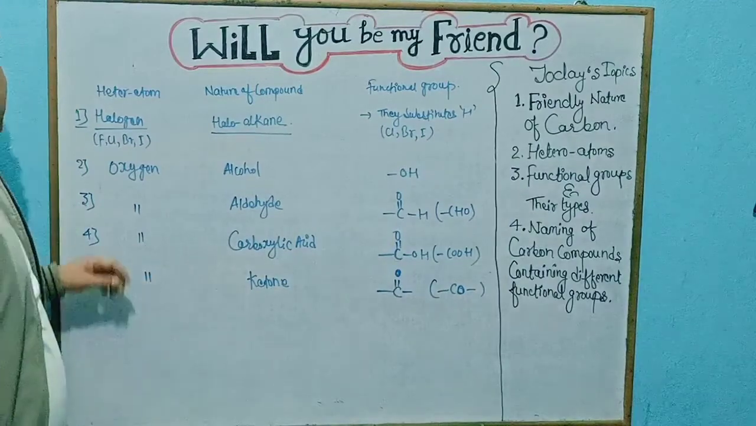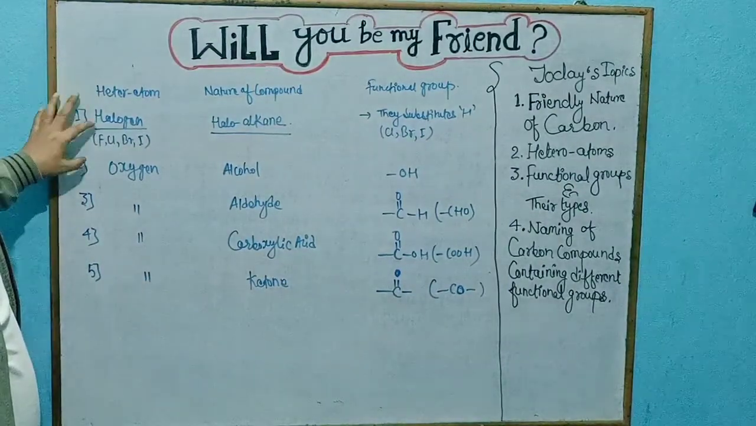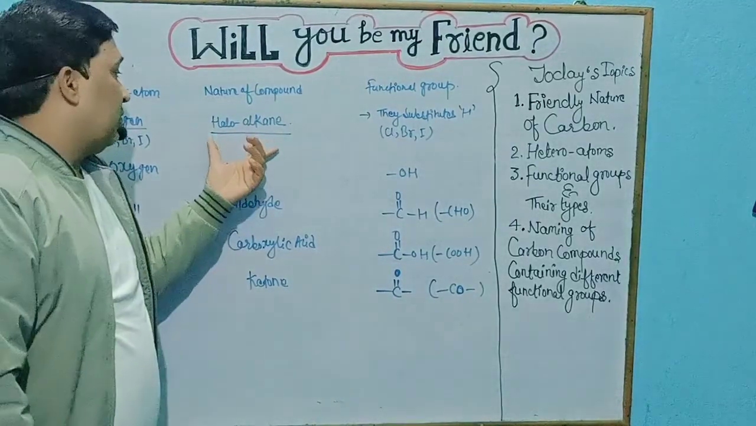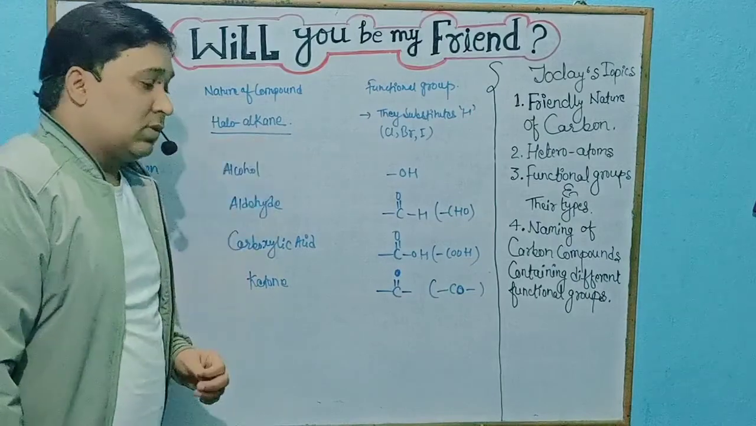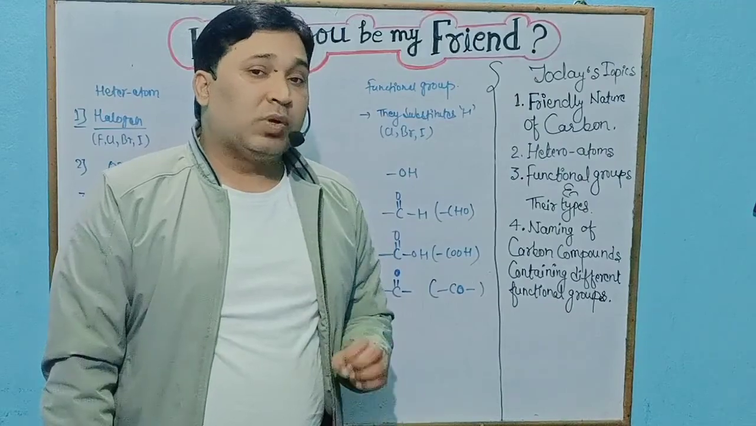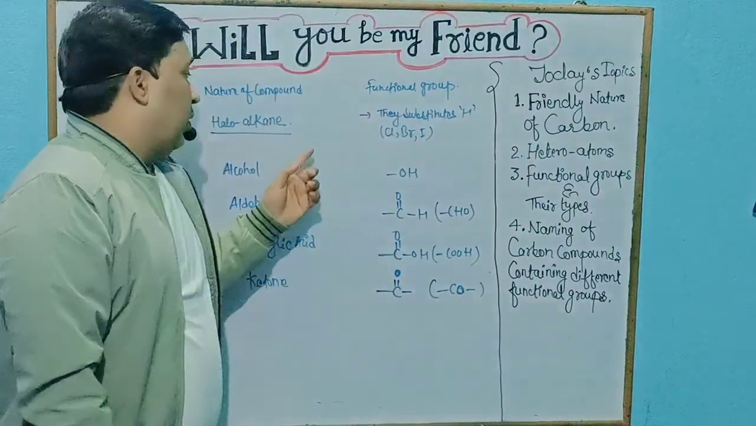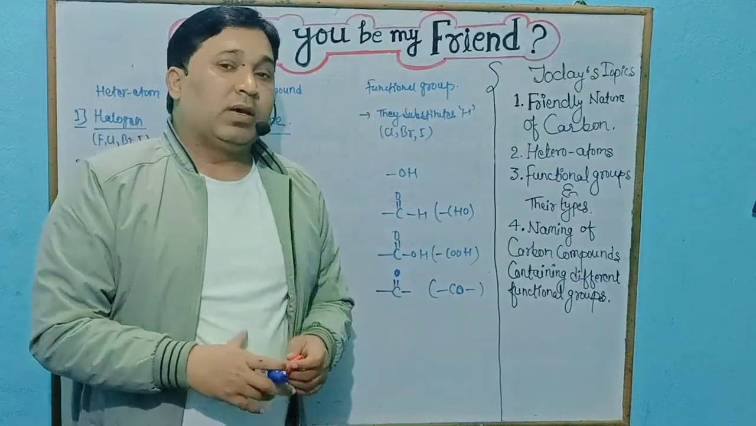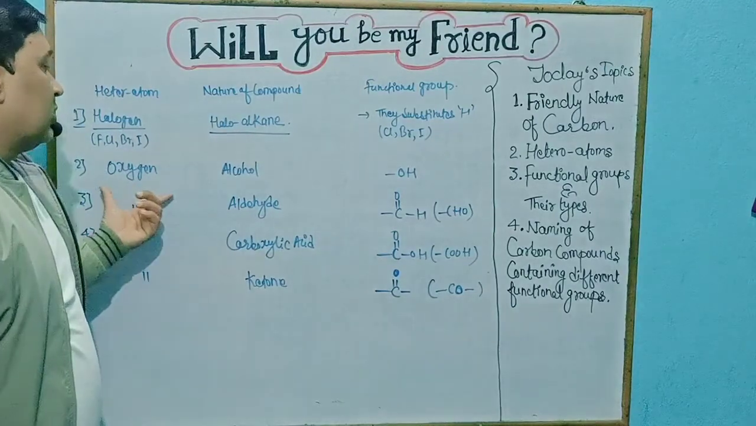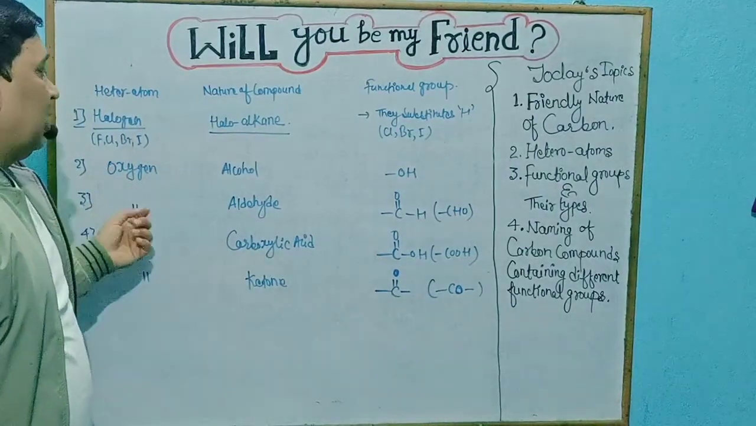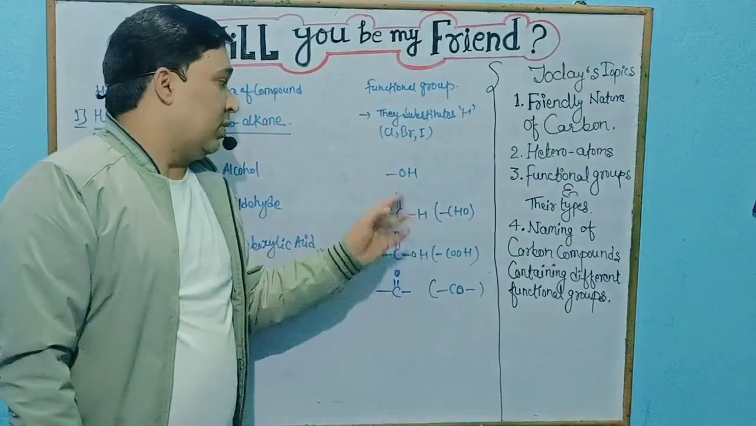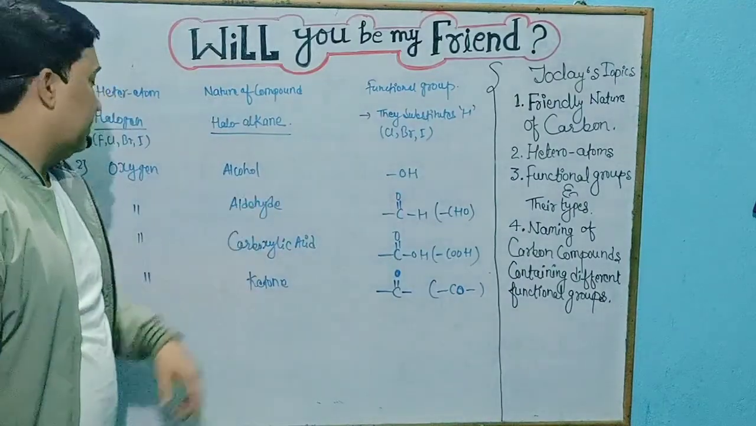Let us recap once again. The heteroatoms contained in the first functional group are halogens, that is fluorine, chlorine, bromine, iodine, and the nature of the compound is haloalkanes. Suppose chlorine is attached to methane, it becomes chloromethane. Similarly, when chlorine is attached to ethane, it becomes chloroethane, and so on. The second functional group contains the heteroatom oxygen and is represented by OH. The compound containing the OH group is called alcohol.